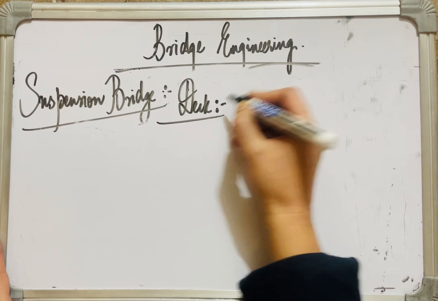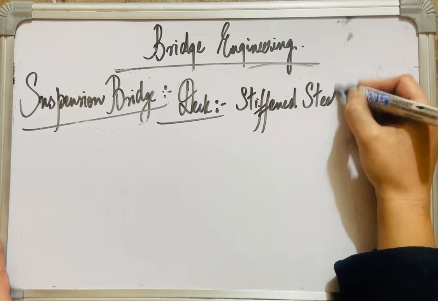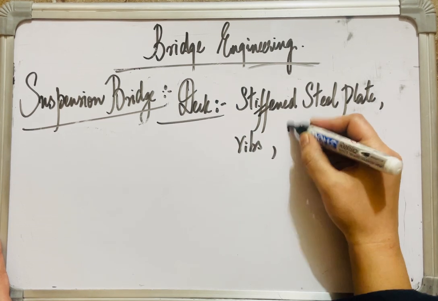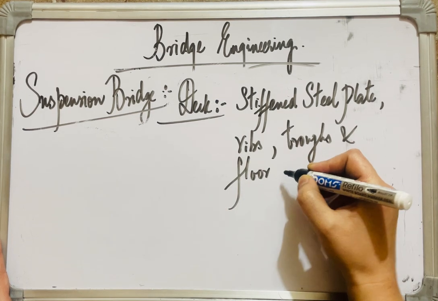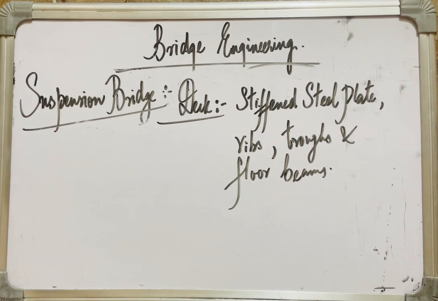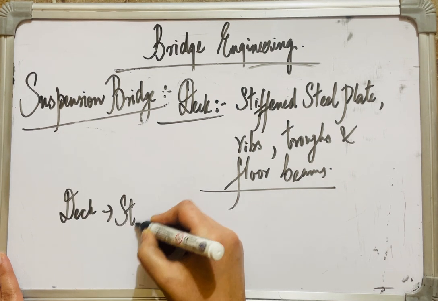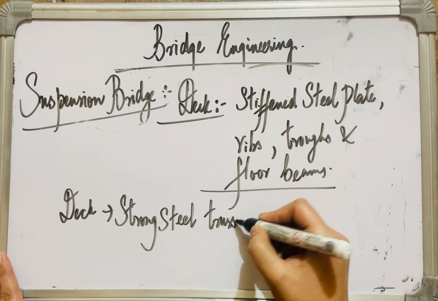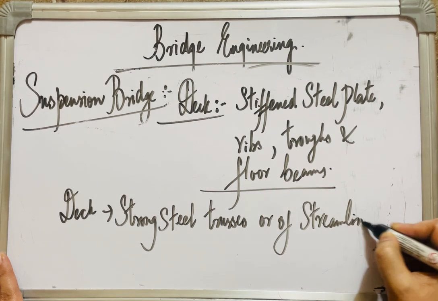The deck in case of a suspension bridge consists of stiffened steel plate or ribs or troughs and floor beams. All right, and the deck may be of strong steel trusses or of streamlined box girder. This deck in case of suspension bridge can be of strong steel trusses or of a streamlined box girder.